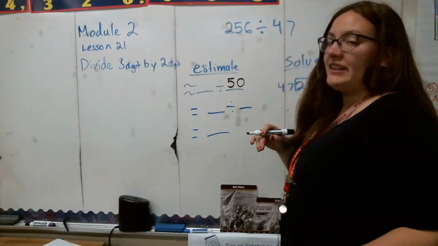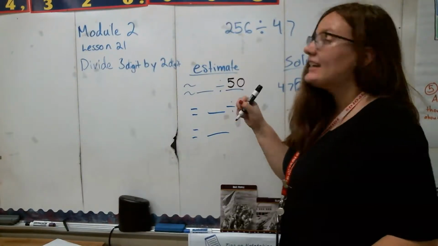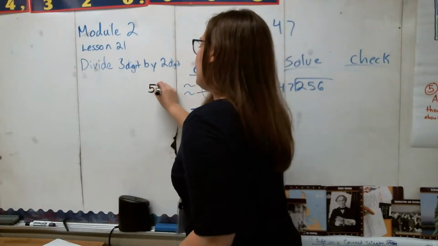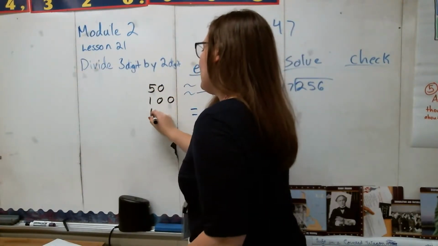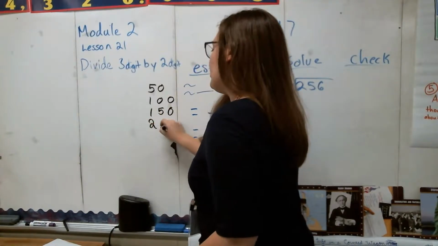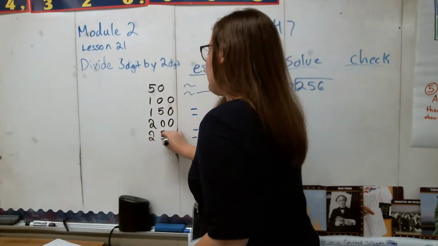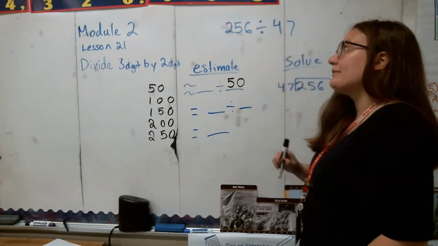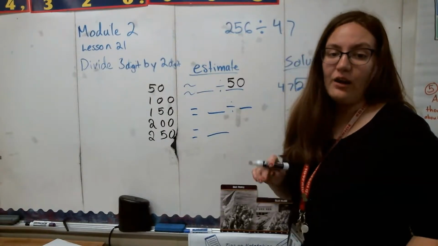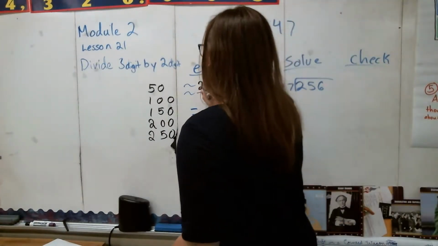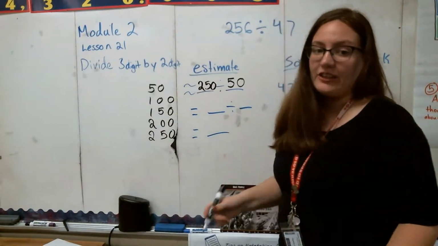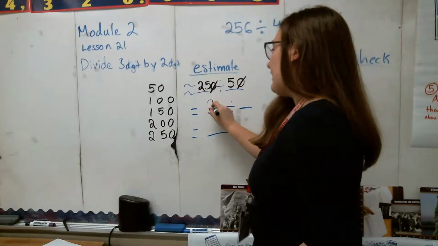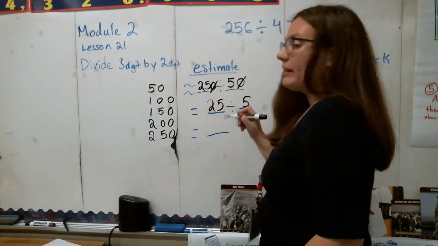And then this 256, I'm going to think about what multiple of 50 is really close to 256. So I'll list out my multiples of 50. So 50, 100, 150, 200, and 250. Now 250 seems perfect because it looks like it's as close as I'm going to get to 256 without going over. So I'm going to put this number 250 right here. And then just like we learned in lesson 16, I can cross off my zeros. And then what I'm left with is 25 divided by 5.